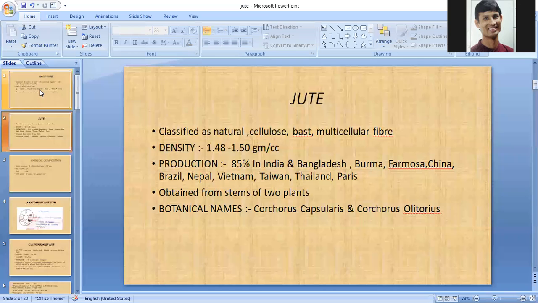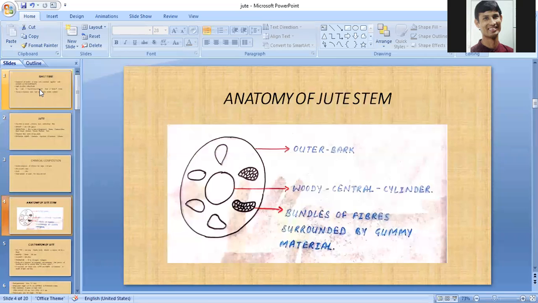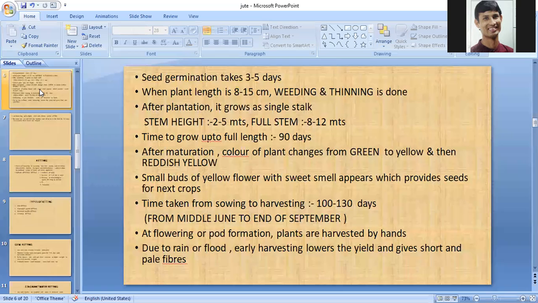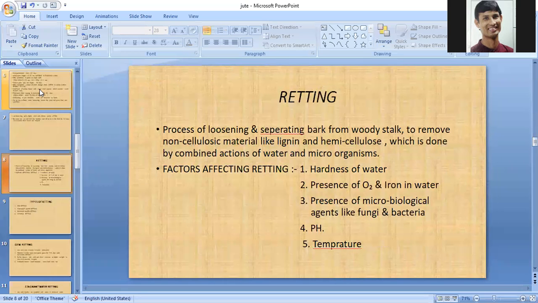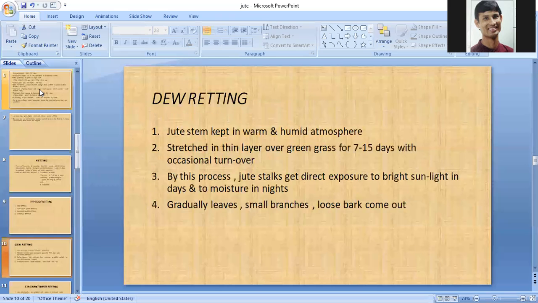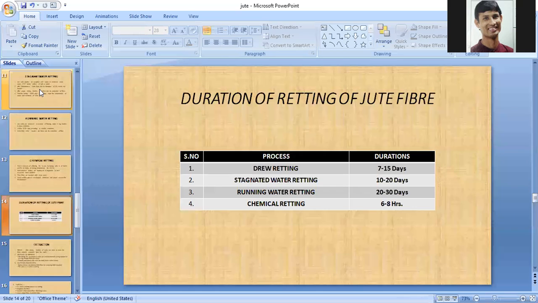classification, density, major producers, botanical names. Then we have taken chemical composition, anatomy of jute stem. Then we have taken important points regarding cultivation. Then after cultivation, these stalks are retted. So different retting methods we have taken: dew retting, stagnant water retting, running water retting, chemical retting. Details about these four methods, and duration during these different retting practices.